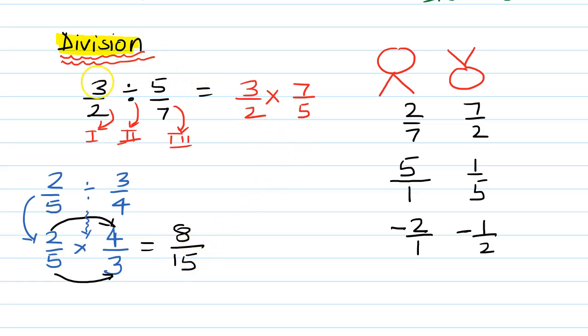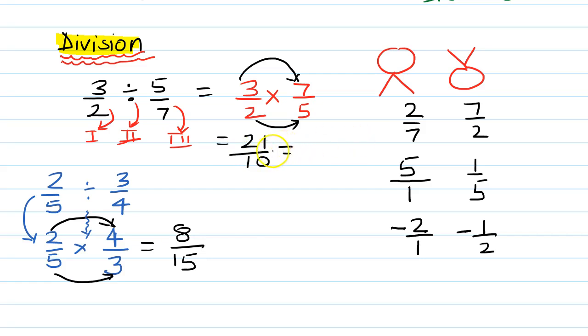So here what we have done, it is 3 over 2 as the first fraction, the division sign changes to a multiplication sign, and 5 over 7 you can write down as 7 over 5. So what you need to do, multiply top number and bottom number. So top number 3 times 7 is 21 and 2 times 5 is 10.